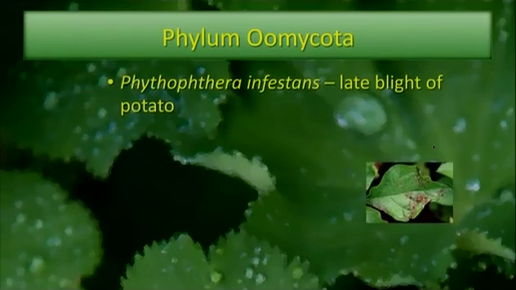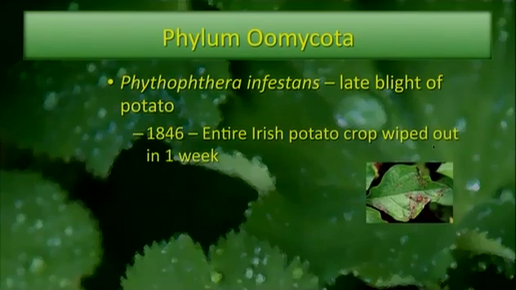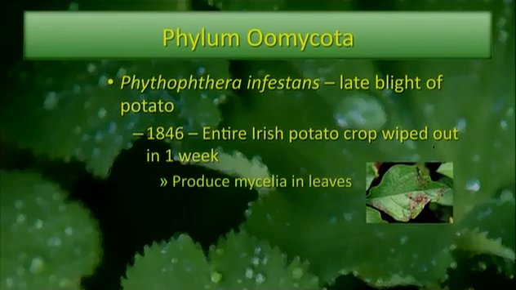Now we also have another scourge, Phytophthora infestans, which we have talked about before, the late blight of potato. In 1846, the entire Irish potato crop was wiped out in one week. Terribly destructive. They produce their mycelia in leaves, so they're immune to spraying. The spray can't get to them when they're growing in the leaf.